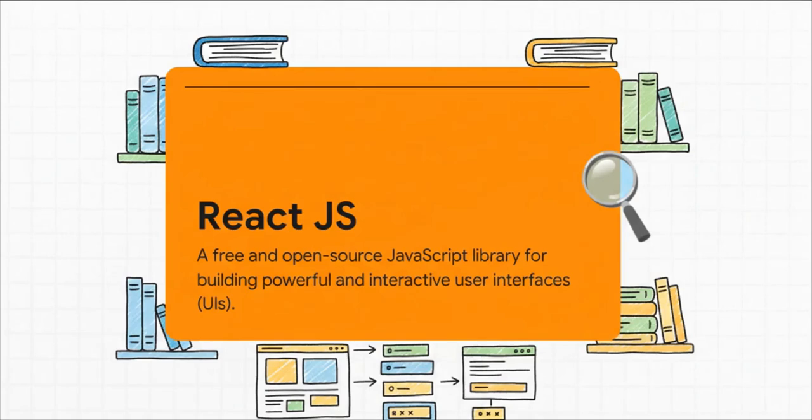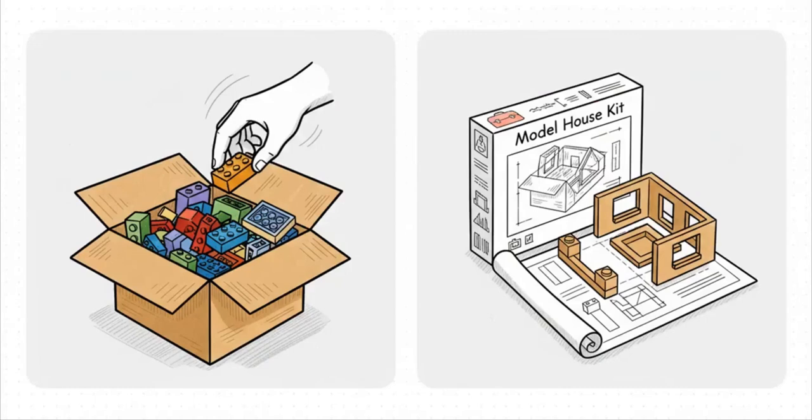Okay, the official definition is that it's a free, open-source JavaScript library for building user interfaces, or UIs. Now let's break that down. The key things to remember are library and user interfaces. This isn't a whole new programming language, it's more like a super specialized toolkit. And its one job is to build the stuff you actually see and click on when you visit a website. That's the UI.